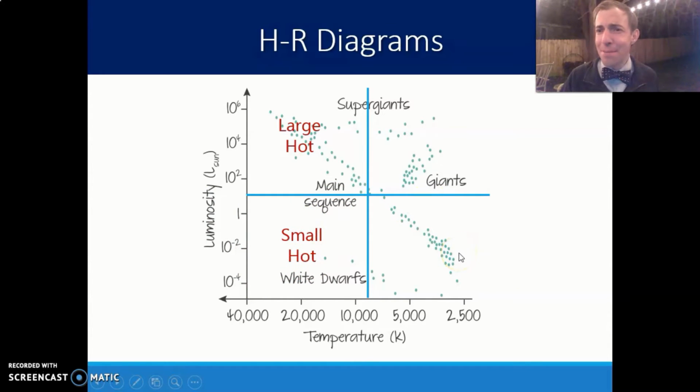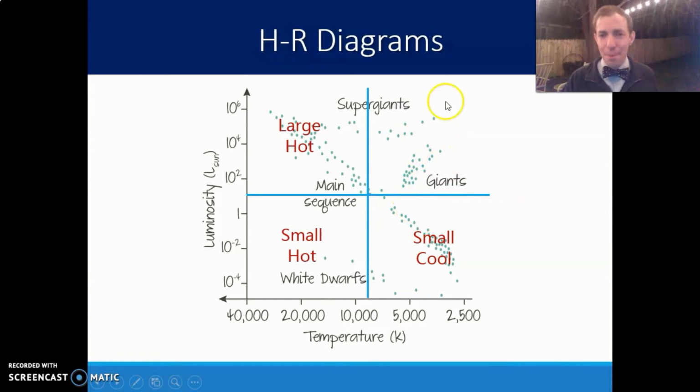Then in the bottom right, these are still really small, but they're cold now. So we call these small cool stars. This is where we see brown dwarfs that we'll talk about. But more of our yellow stars show up here as well, our sun included in that.